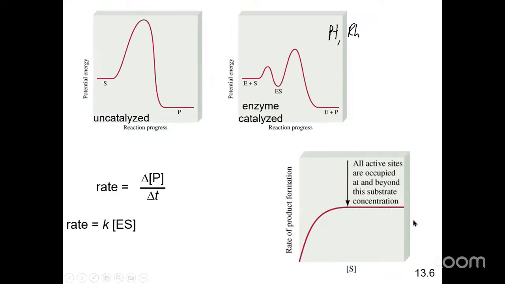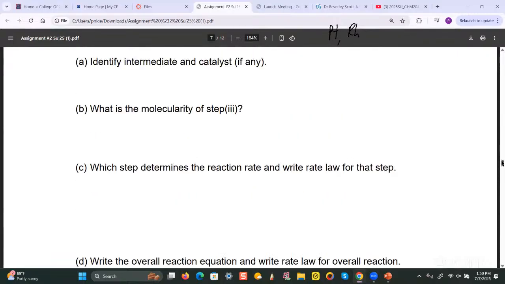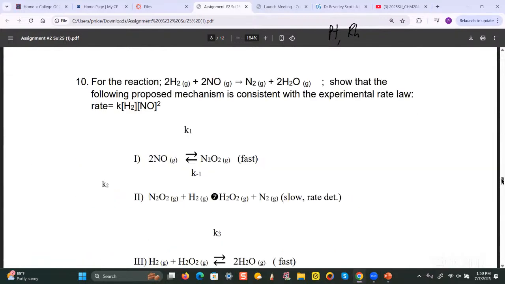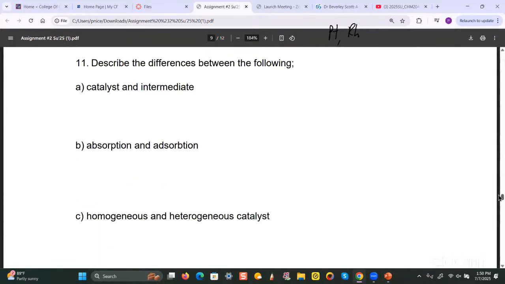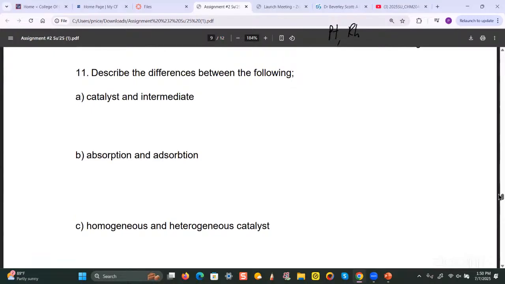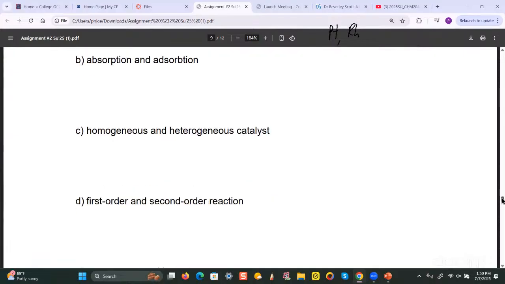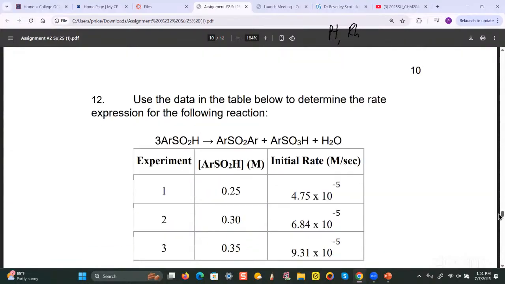Unfortunately, we did not get to, let me see. Okay, so question number 9 and question number 10 are the only two questions. Oh, and number 11. Number 11, I'm going to leave that for you to answer. You should be able to answer these questions. Basically, what number 11 is asking for is for you to describe the difference between these different terms. All right? And we did 12 already and 13.